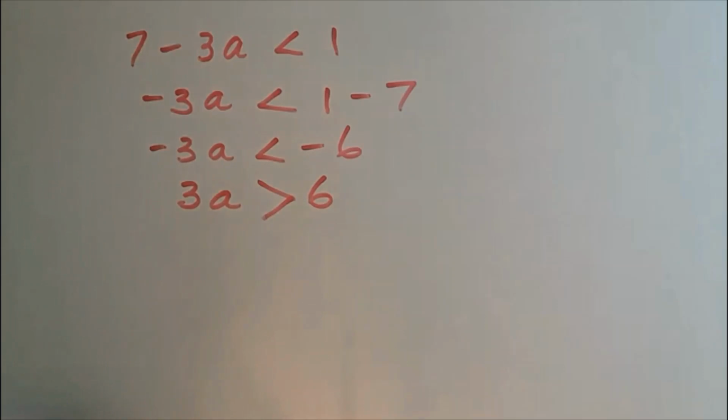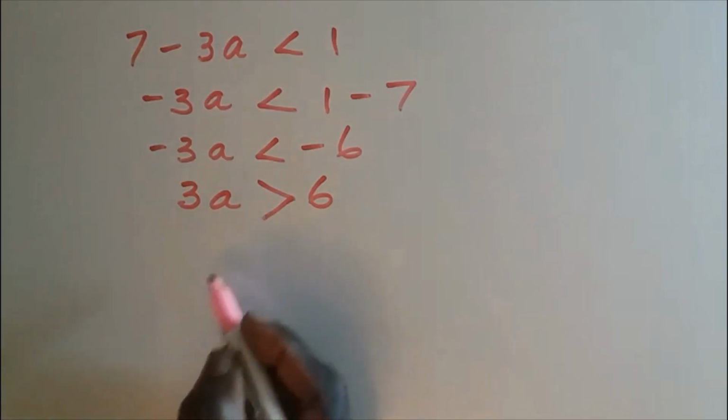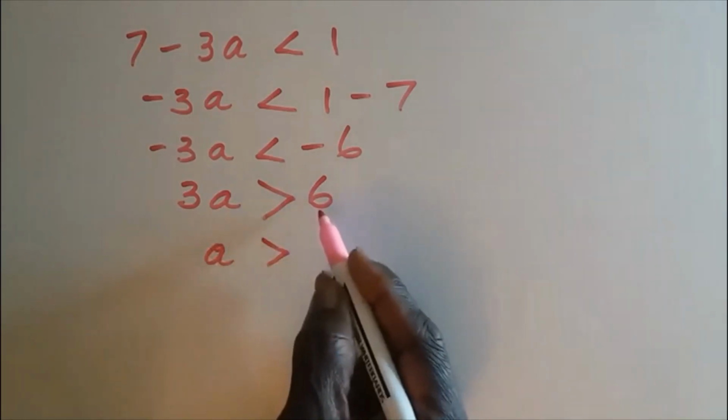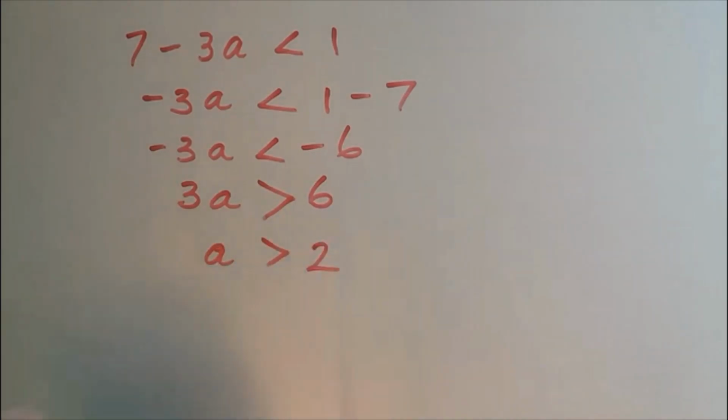And now to get a on its own, we divide both sides by 3 to have a is greater than 6 divided by 3, which is 2. So if we were to plot this on a number line, we'd have values to the right of 2, not including 2. So a greater than 2.